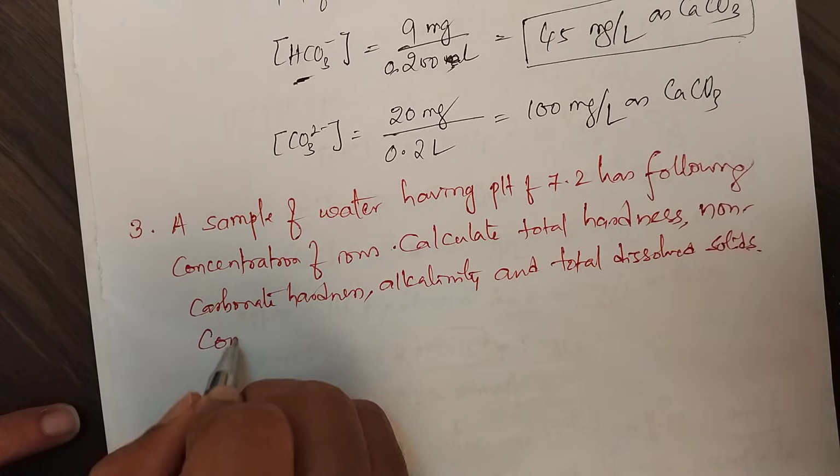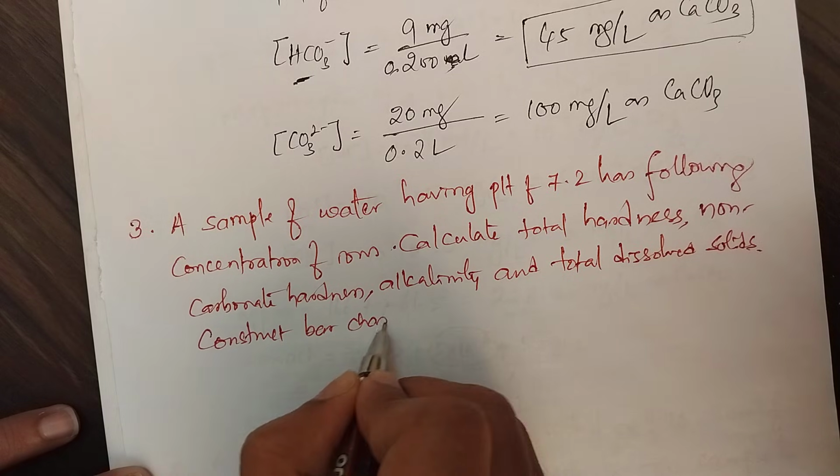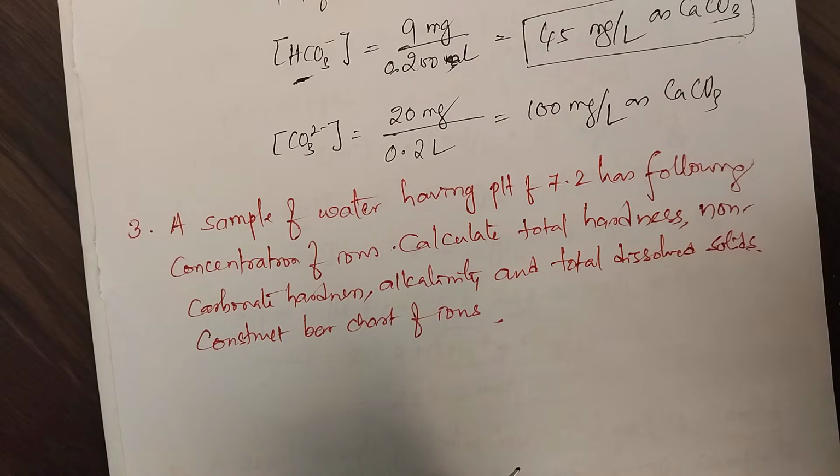Also construct a bar chart of ions. Okay, right. So a sample of water having pH 7.2 has the following concentration of ions. Given the concentrations as ions, we have to express them in equivalent concentration as CaCO3.